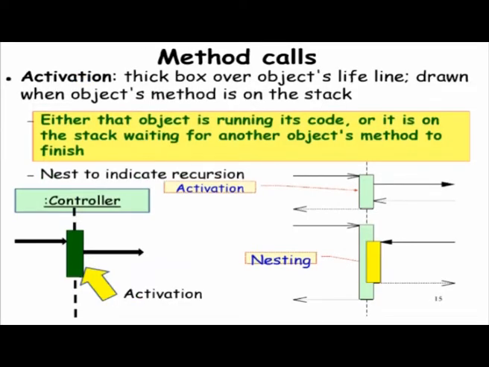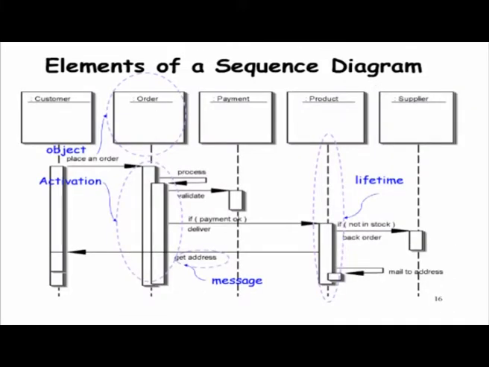So, as we are saying, the activation is shown as a rectangle on its lifeline. You can have nested calls. Once it is active, it might call itself or other objects might call it. Then we show nesting here. We say that an object is active when the object is either running its code or is on the stack waiting for some other method it has called to finish. So, we read an interaction diagram from the top to the bottom, that is the sequence, and this occurs first and this is the next and so on.